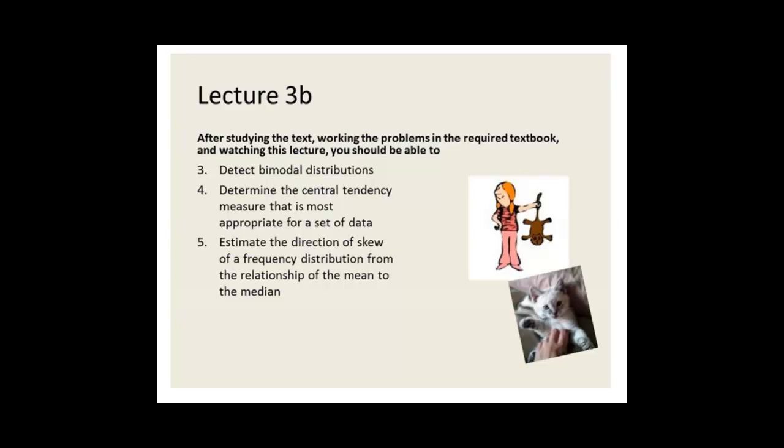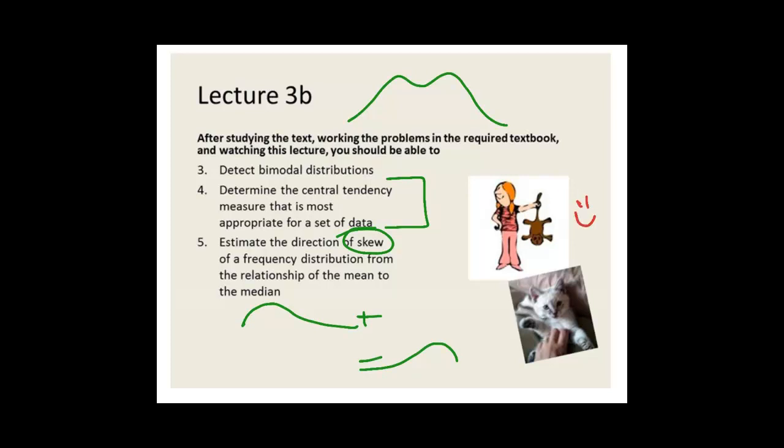In this lecture, we will learn how to detect bimodal distributions, match measures of central tendency to their appropriate levels of data, and use the mean and median values to estimate the direction of a frequency skew. The pictures on this slide may not make sense yet, but when we explore Learning Objective 3.5, I'll try to make them relevant.